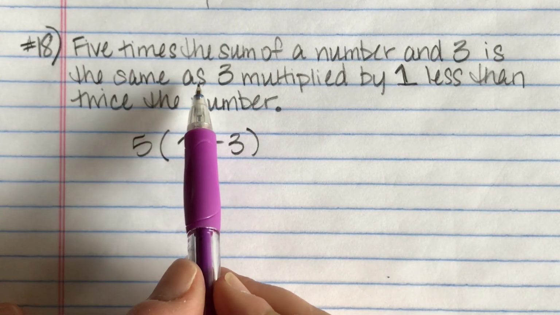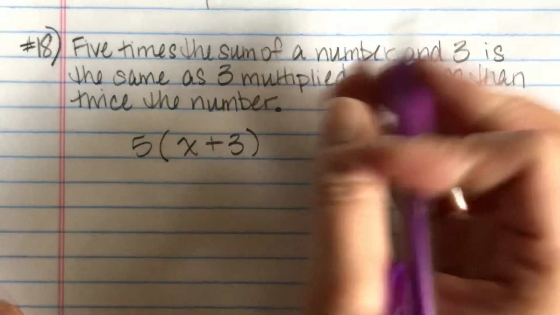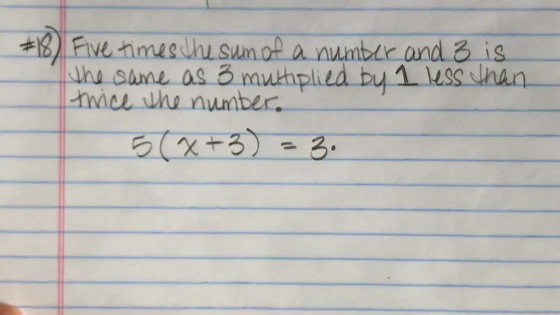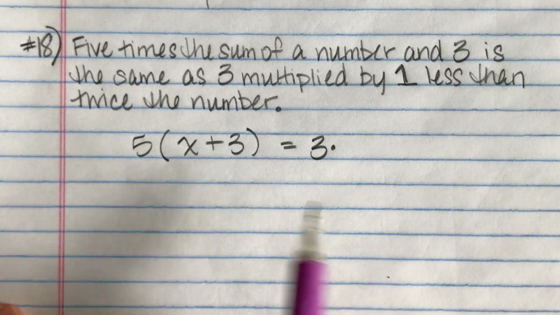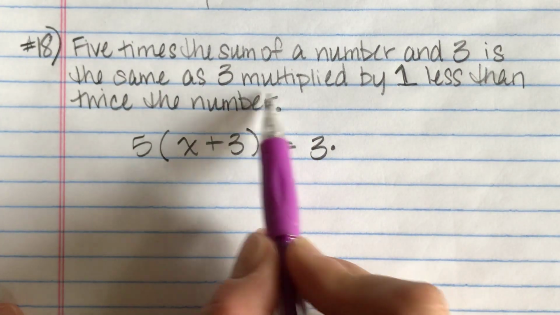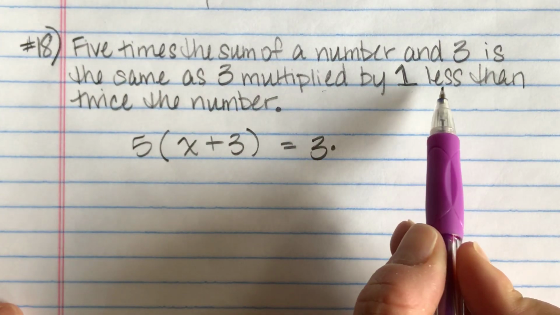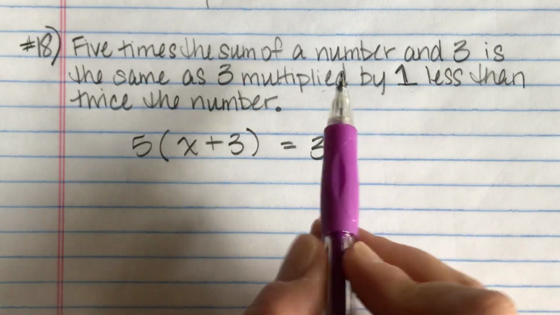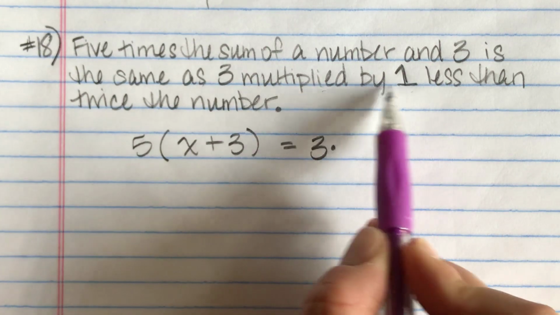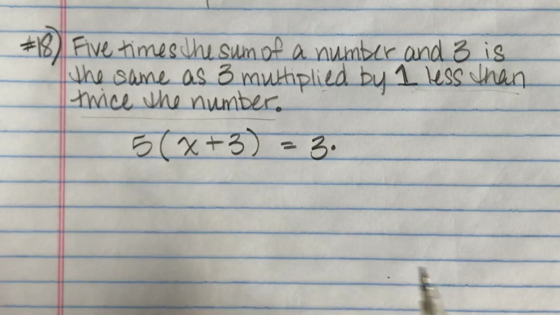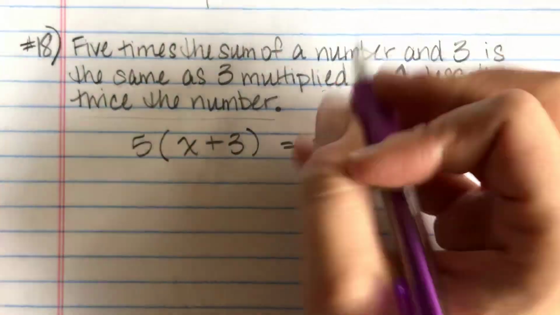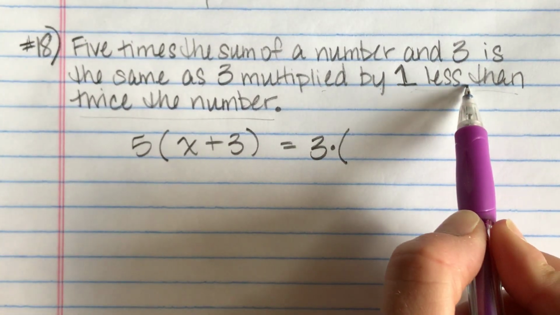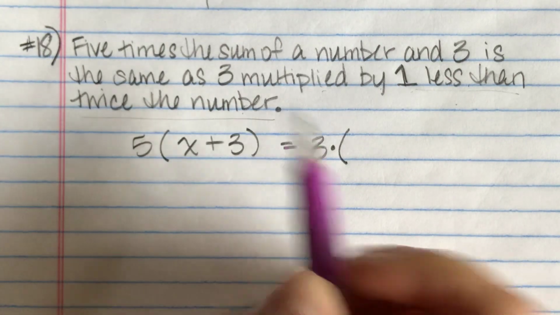Is the same as is basically saying the exact same thing as equals. 3 multiplied, and here's where it gets weird. Multiplied by, you might want to say 3 multiplied by 1 less than twice the number. That's why this is weird. It's actually saying 3 multiplied by this entire phrasing back here. So I'm going to put 3 multiplied by 1 less than twice the number.